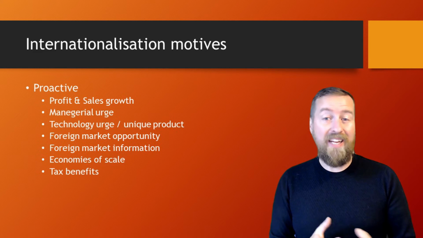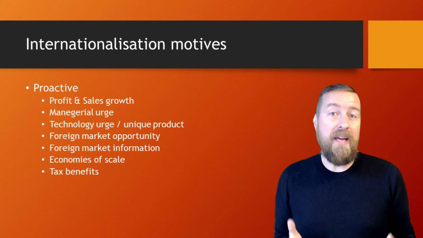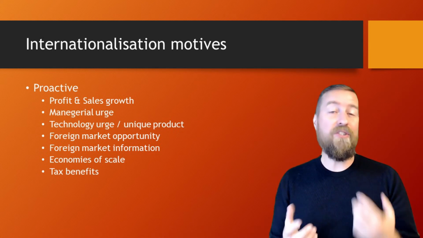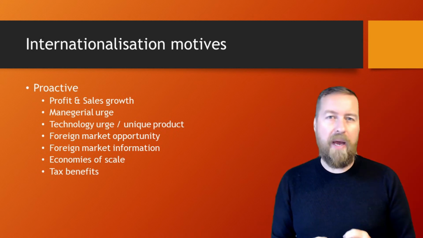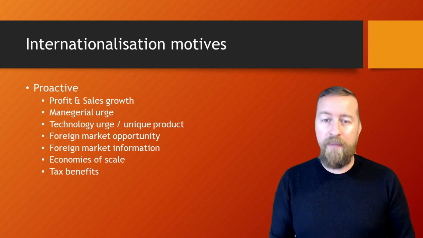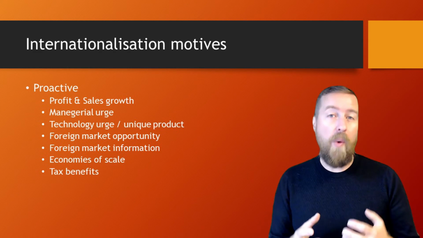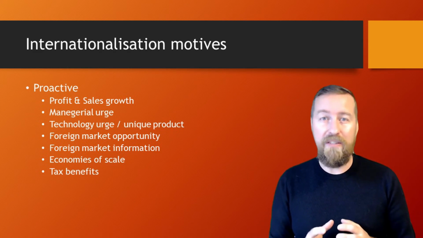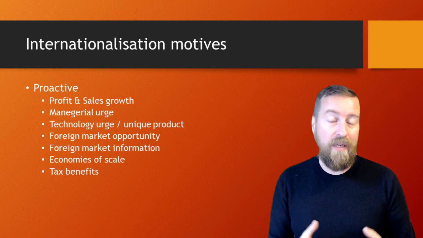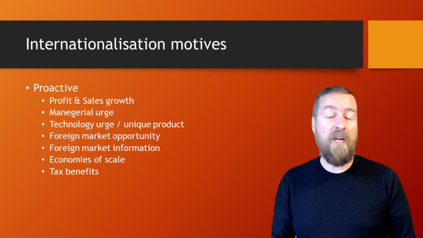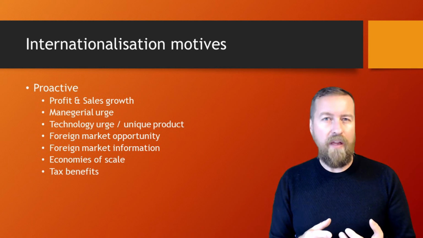It could also be that they do see some market opportunities abroad, or get some market information about things changing. Quite often these are coming externally, but I'll get back to that when we talk about the triggers. Another classical internationalization motive in the proactive category is economies of scale. Economies of scale is the idea that if you produce more, the cost per unit produced is going to go down. It does make quite a bit of sense if you think about it.